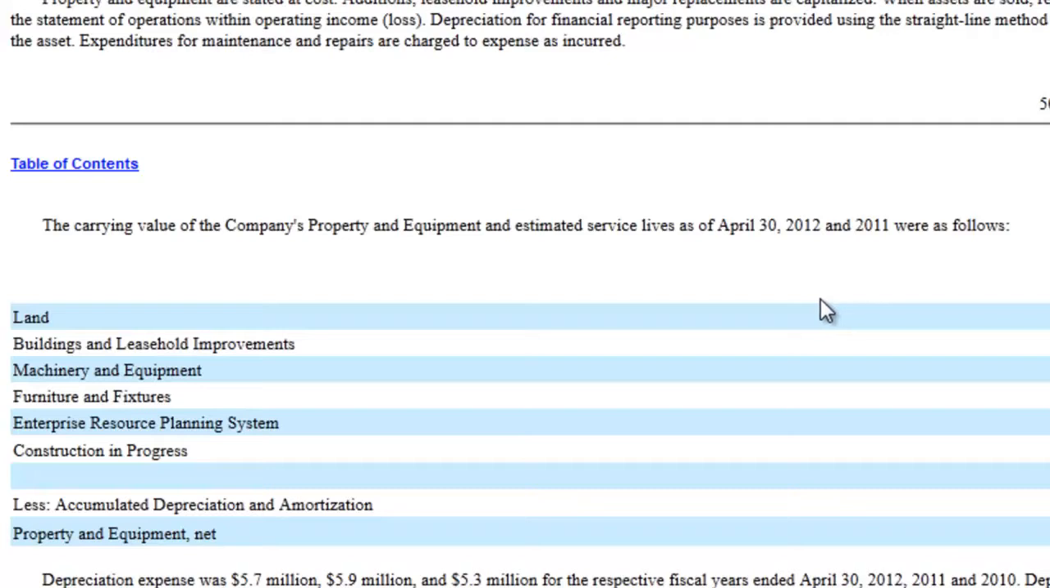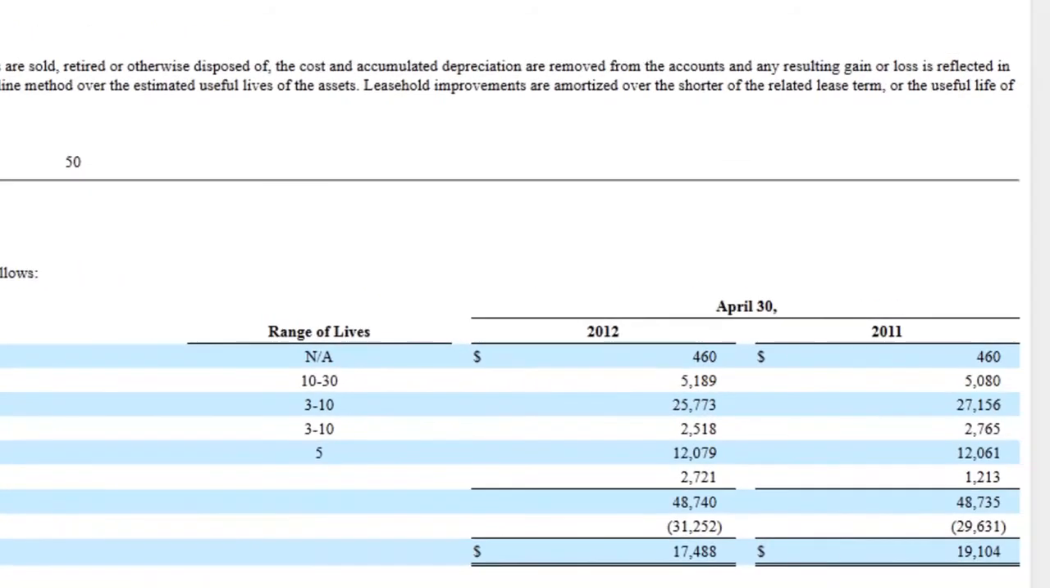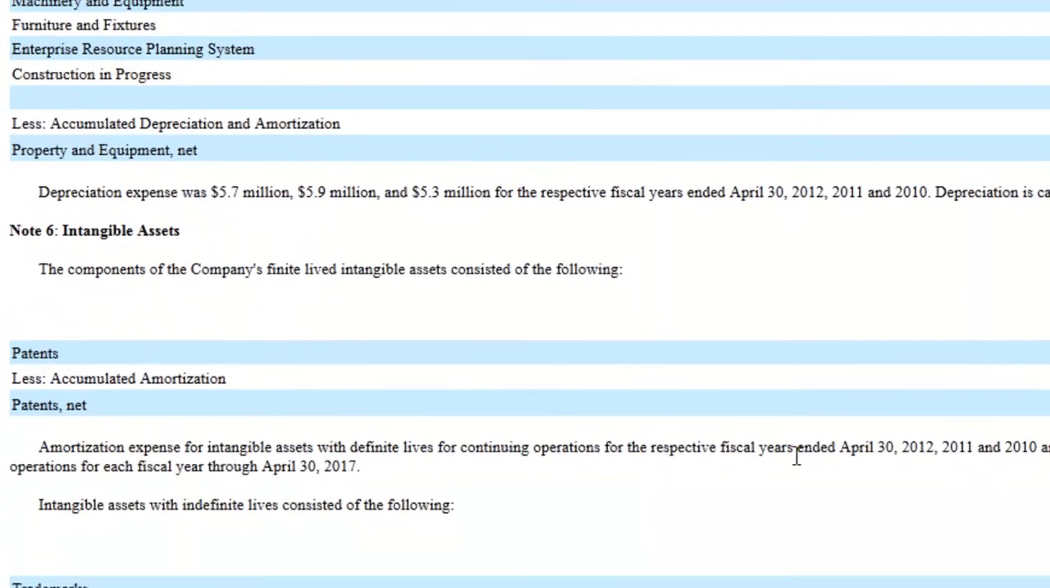Moving on. As you can see, property and equipment, we talked about properties before, and it wasn't as detailed. Here we have a section of property and equipment, but we have them broken down into buildings and leasehold improvements, land, furniture. Again, this information at the back end of the 10-K is much more detailed than at the beginning.